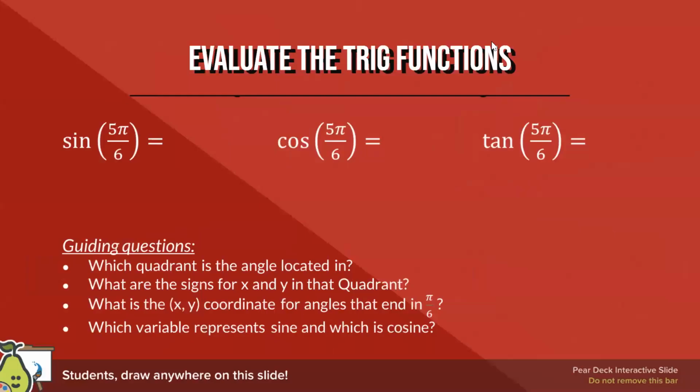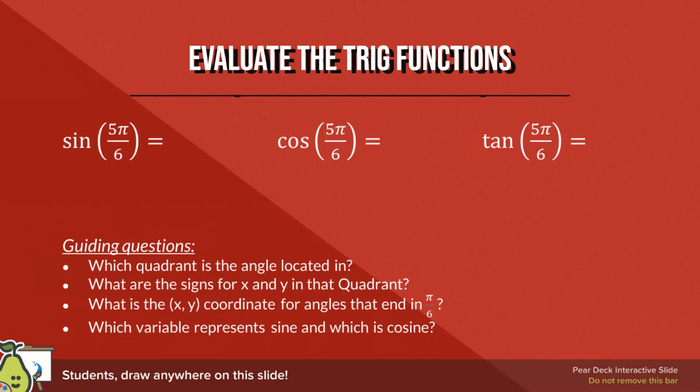So now that we have reviewed some things, I want us to evaluate trig functions. We have three trig functions, sine, cosine, and tangent, and I want you to evaluate them. Tell me the exact value. Do not use a calculator. Use your unit circle to figure out what is sine of 5 pi over 6, what is cosine of 5 pi over 6, and what is tangent of 5 pi over 6.